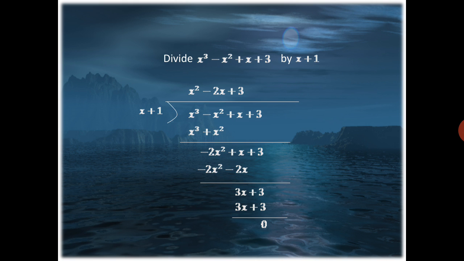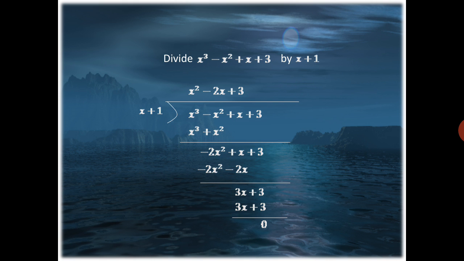While dividing, the next step is always subtraction. So these two expressions are subtracted. x cube minus x cube becomes 0, minus x square minus x square becomes minus 2x square, because while subtracting the sign changes. All the rest of the terms are taken down: plus x plus 3. Whatever is there, it's to be copied down.